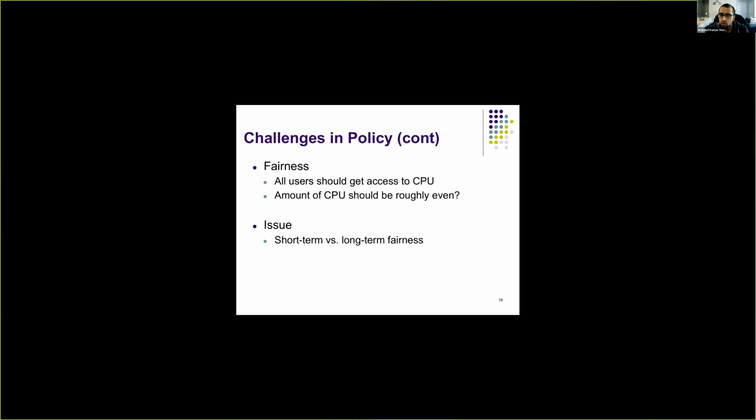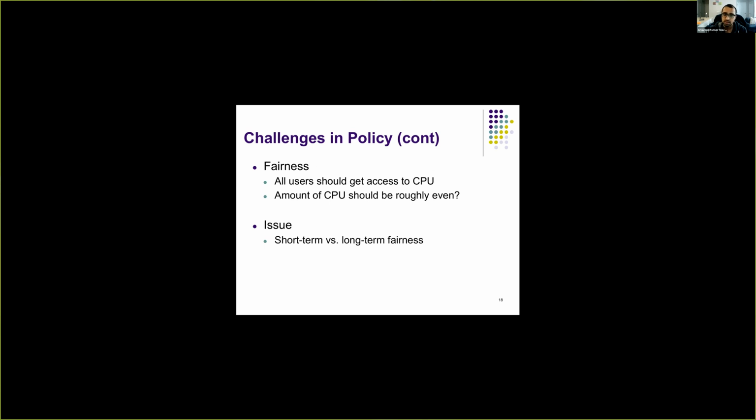And the policy also should be fair. By that, we want to make sure that all users or all programs will get some CPU. It should not be the case that one process is starved of CPU, one process never getting the CPU, or it is taking a long time for some process to get access to the CPU. It should not happen, right?